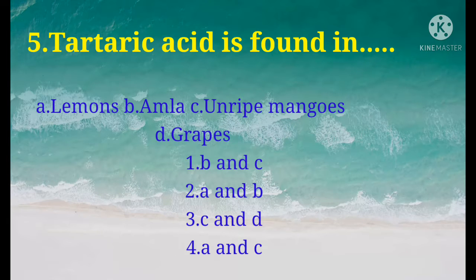Tartaric acid is found in A, lemons, B, amla, C, unripe mangoes, D, grapes. Tartaric acid is a white crystalline diprotic organic acid.